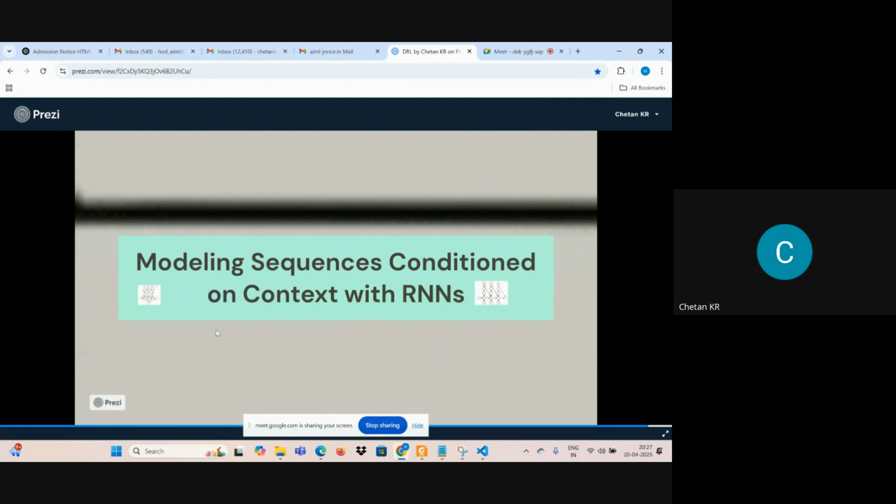The last part today is modeling sequences. What are sequences? Rather than giving a single input, you can give a vector of inputs.